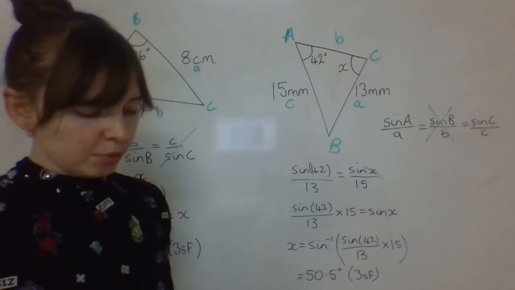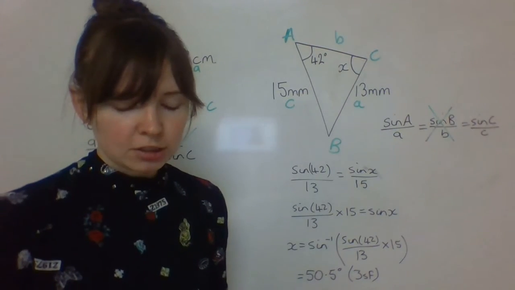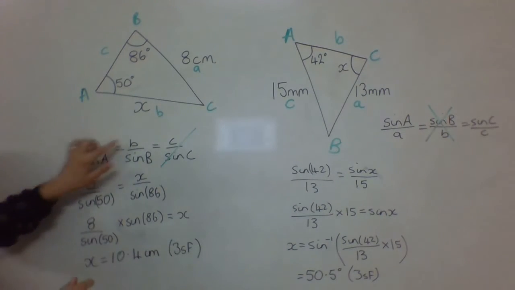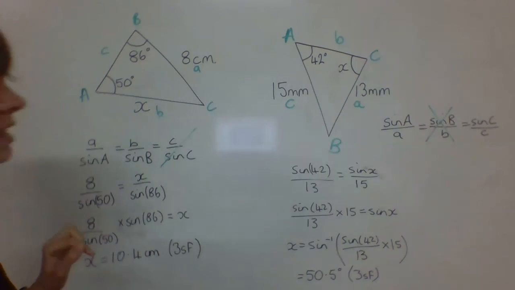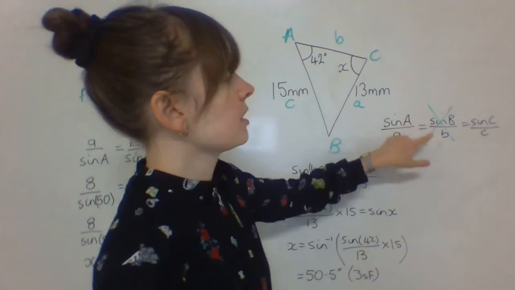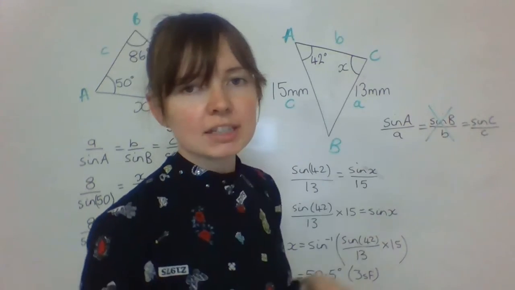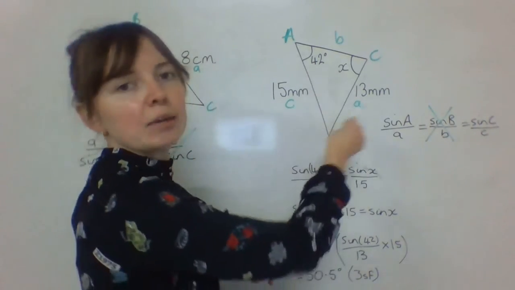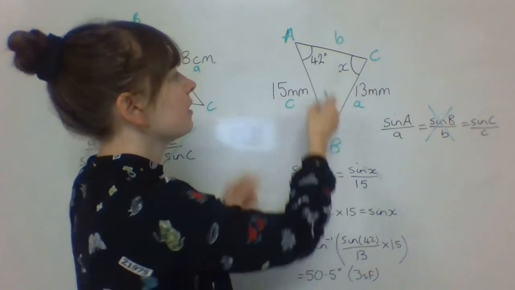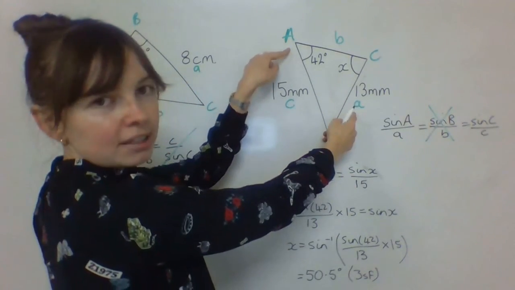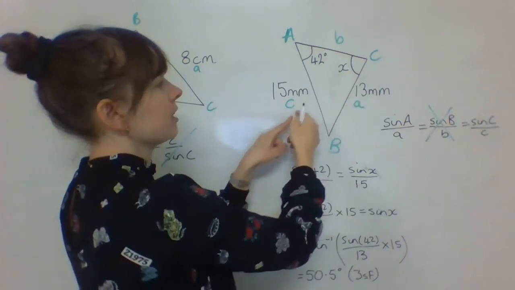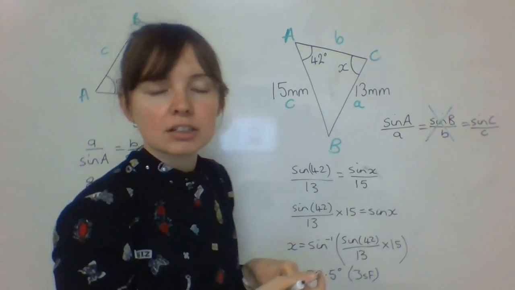So just to recap, we've got 2 versions of the formula that we can use. If we're looking for a length, we can use a over sine A equals b over sine B equals c over sine C. If we're looking for an angle, we use sine A over a equals sine B over b equals sine C over c. When we're labeling our angles and our lengths, we label our angles A, B, C, and then the length a is opposite the angle A. The length small b is opposite the angle B, and the length small c is opposite the angle C.